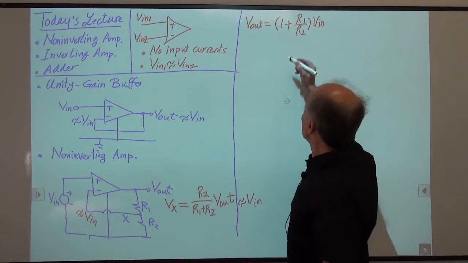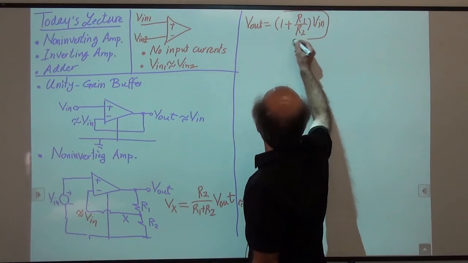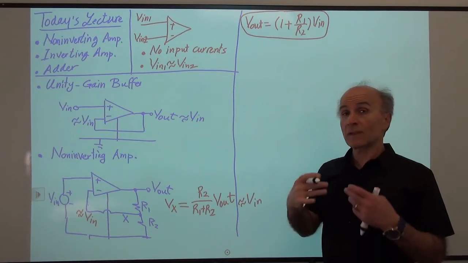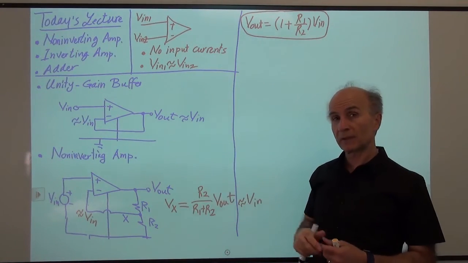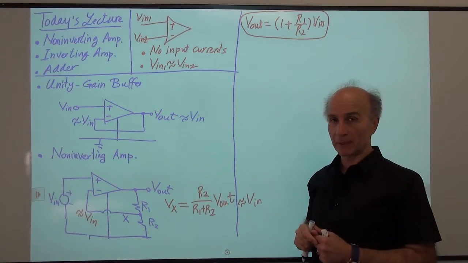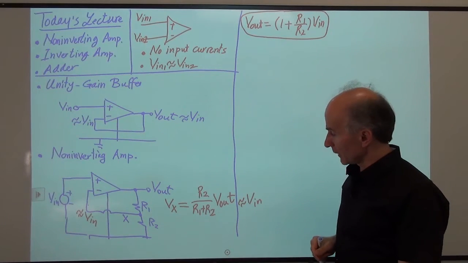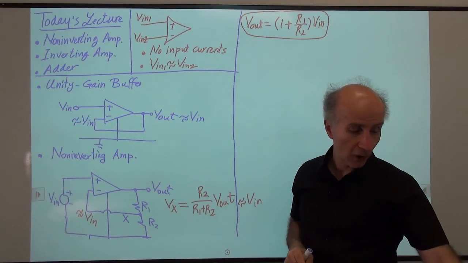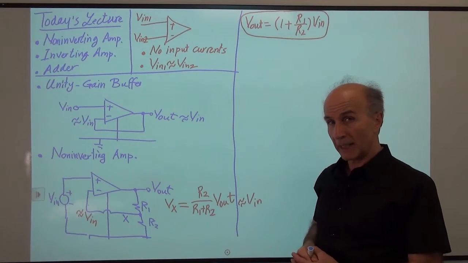This is the equation that tells us the behavior of the non-inverting amplifier. And it teaches us so much about what this circuit does. All right, so we'll examine this result bit by bit. That's what we have obtained for the output voltage of the non-inverting amplifier.